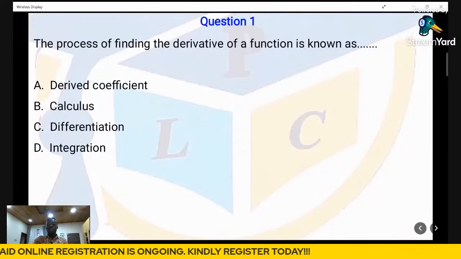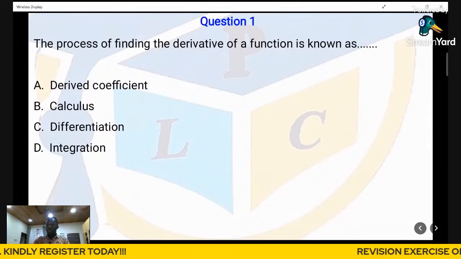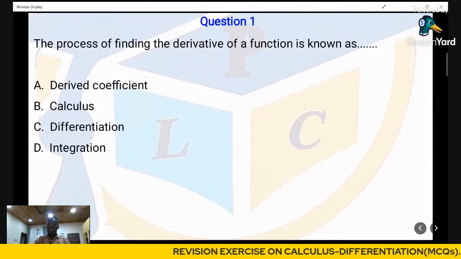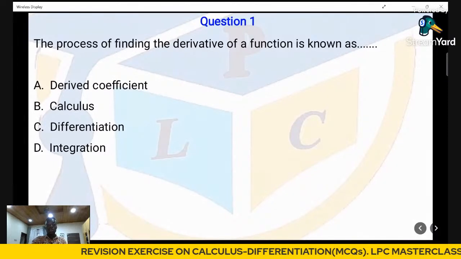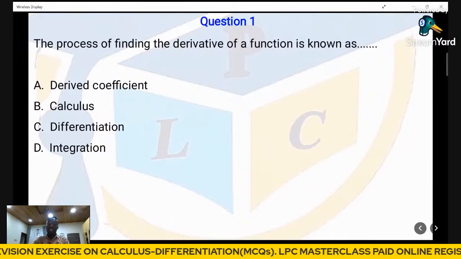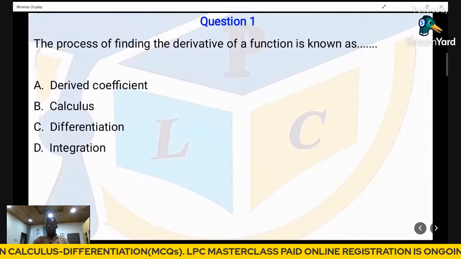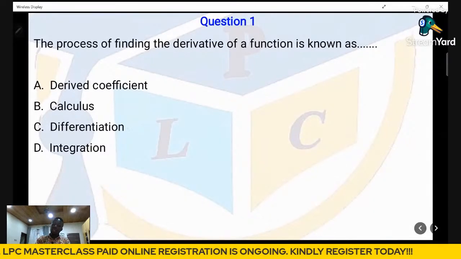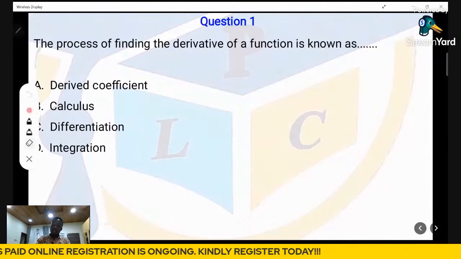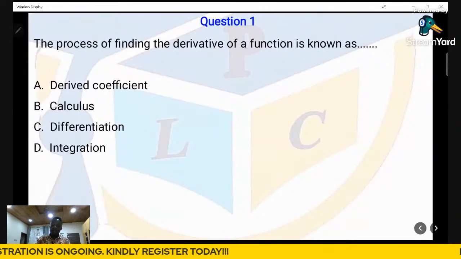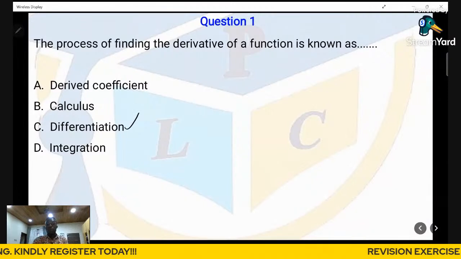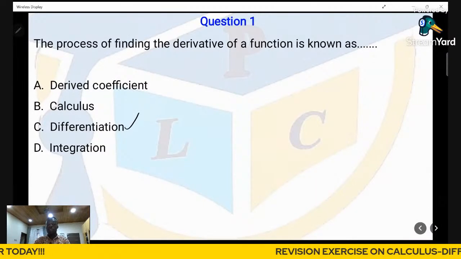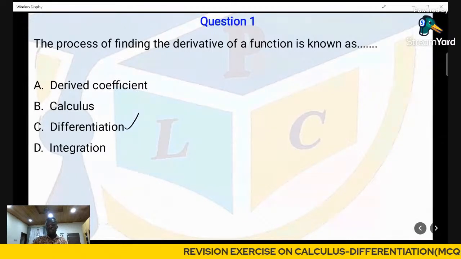So this is our first question. The process of finding a derivative of a function is known as: A, derived coefficient; B, calculus; C, differentiation; D, integration. So which of the following best meets the definition above? That should be differentiation. Differentiation is the best possible answer to this question.